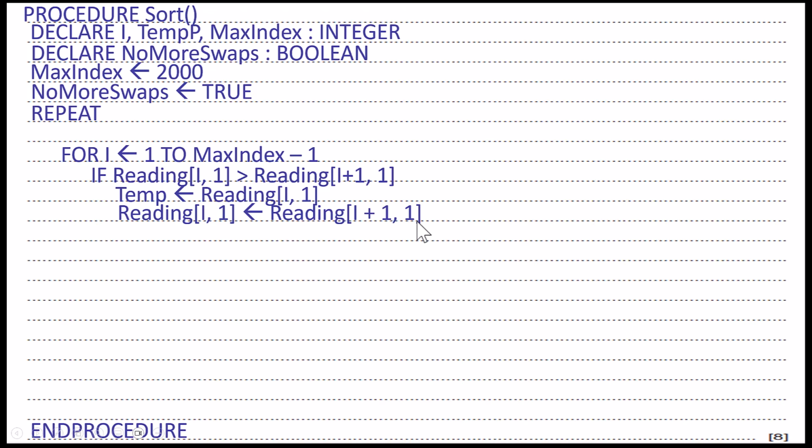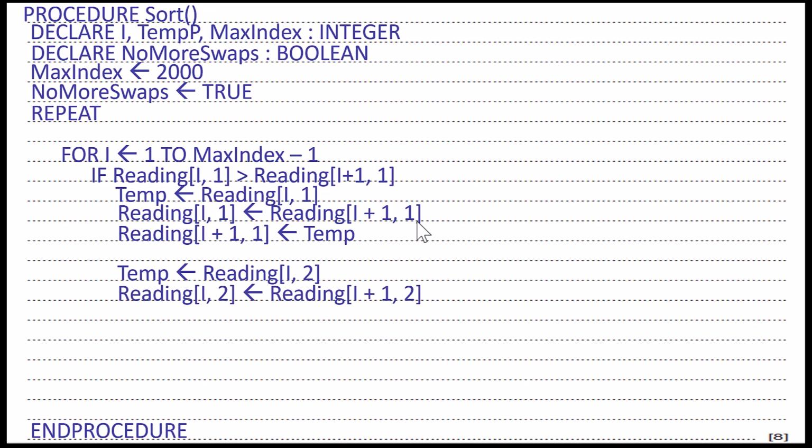So then I need to go ahead and update reading I plus 1. I put it in temp. That will swap the very first column. But not only do I need to do that, I also need to swap the second column. So temp, reading I comma 2. I'm going to overwrite reading I comma 2 with reading I plus 1 comma 2. And then in reading I plus 1 comma 2, I'm going to reload what I just stored in temp. That will switch the second column.